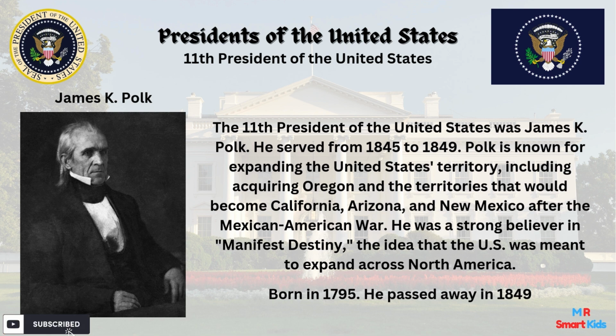The 11th President of the United States was James K. Polk. He served from 1845 to 1849. Polk is known for expanding the United States territory, including acquiring Oregon and the territories that would become California, Arizona, and New Mexico after the Mexican-American War. He was a strong believer in manifest destiny, the idea that the U.S. was meant to expand across North America. He was born in 1795. He passed away in 1849.